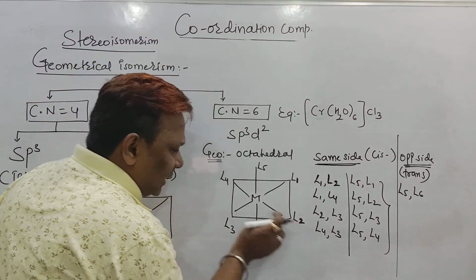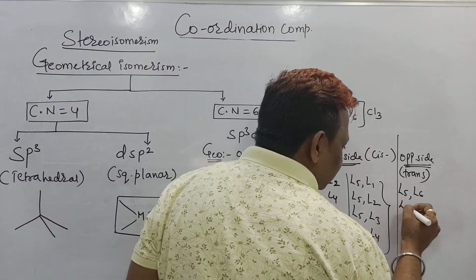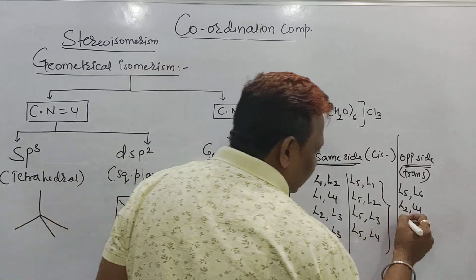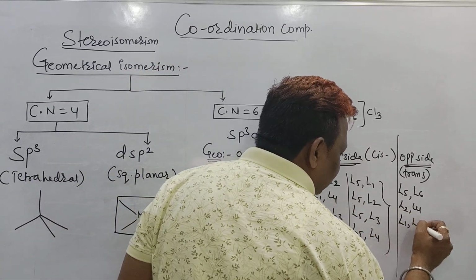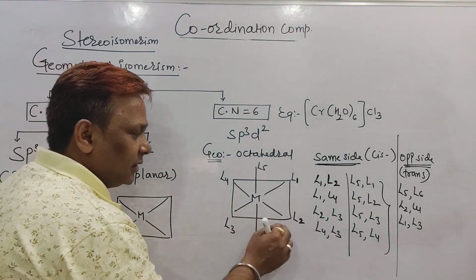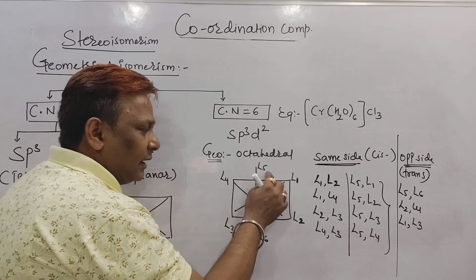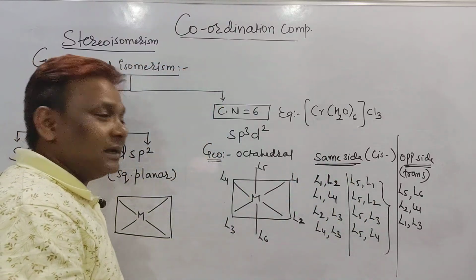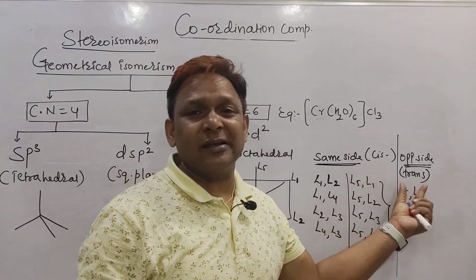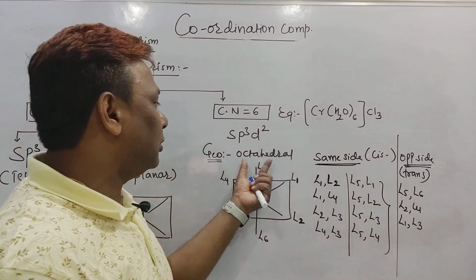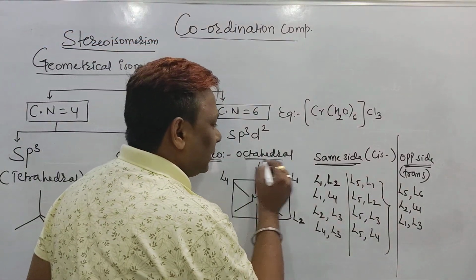Sir, L2 and L4 trans isomers. L2, L4. L1 and L3 are also trans isomers. So L1, L3 trans, L2, L4 trans, L5, L6 trans, and all the others are cis isomers. And cis and trans are nothing but a type of what? Geometrical isomerism. We are talking about the octahedral geometry.